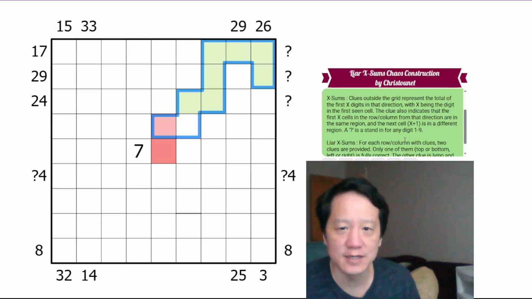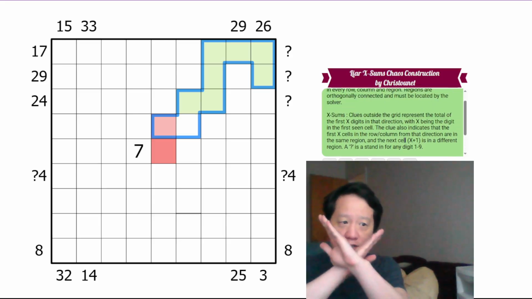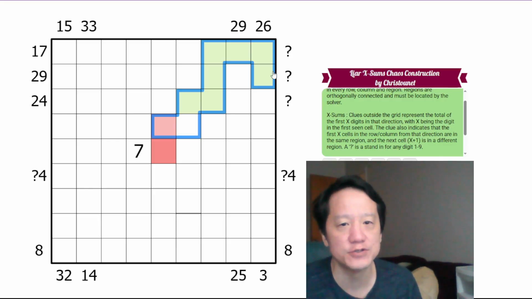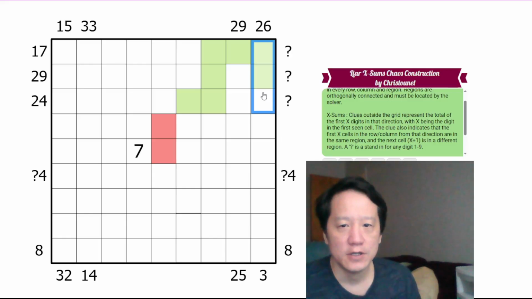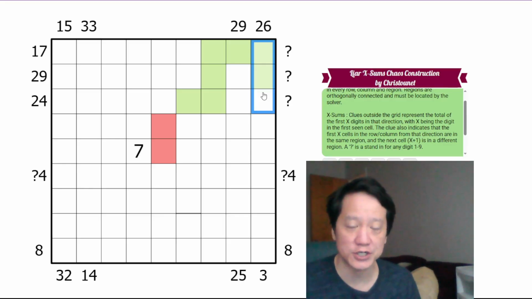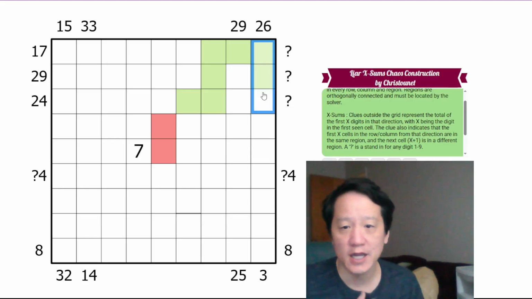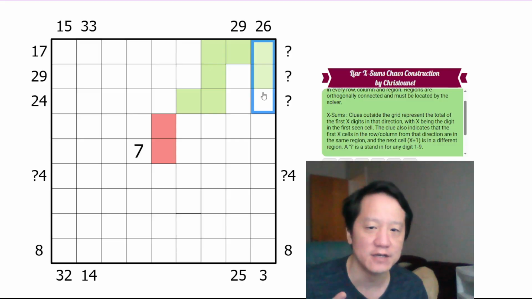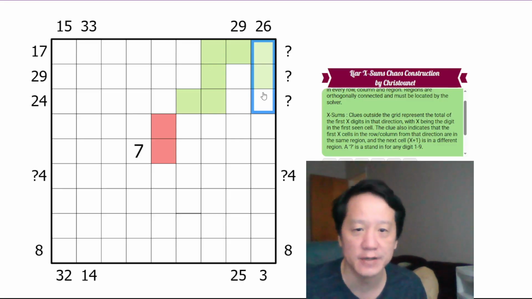We have X sums, where clues outside the grid represent the total of the first X digits in that direction, with X being the digit in the first seen cell. The clue also indicates that the first X cells in the row or column from that direction are in the same region, and that the next cell, X plus 1, is in a different region. A question mark is a stand-in for any digit 1 through 9.